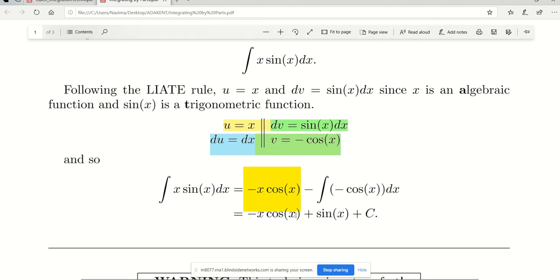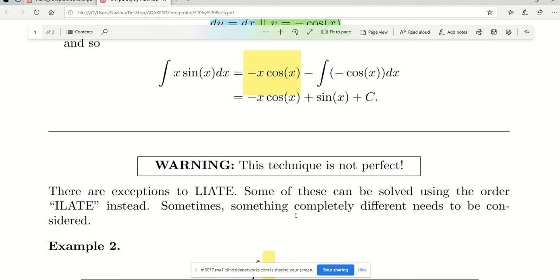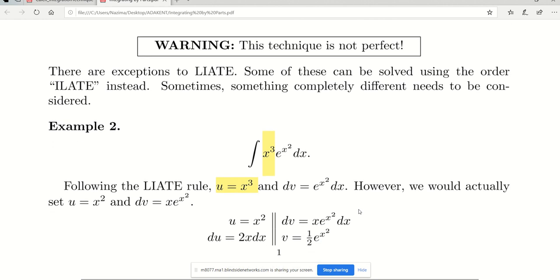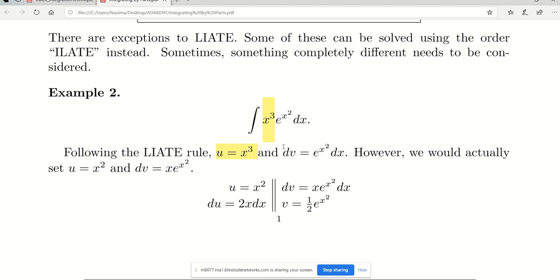This LIATE is for choosing u. So we have an algebraic function, we say it's u. Here, it's u. Okay, and now we have dv. The rest is dv here. This part is dv. Okay, so we are going to take the derivative of this one and the integral of this blue one. Here we write it.